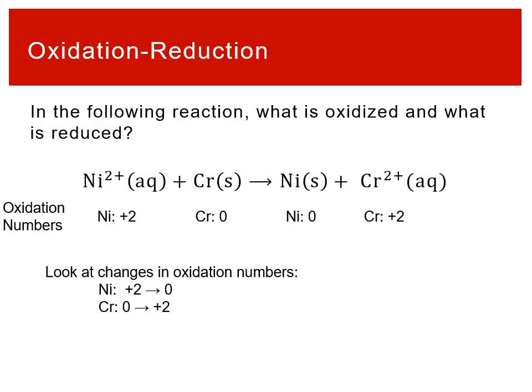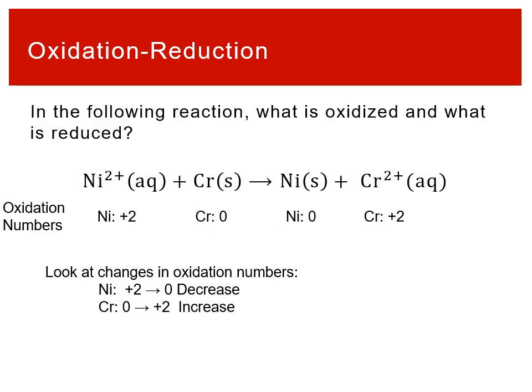Then once I assign oxidation numbers to each atom type on each side of the reaction, now I can look at changes in oxidation numbers across the reaction. So nickel goes from +2 to 0. We can see it's +2 on the reactants, 0 on the products, whereas chromium goes from 0 to +2 as it goes across the reaction. So we can see there's this change in the oxidation number as I go across the reaction. I'm comparing reactants to products.